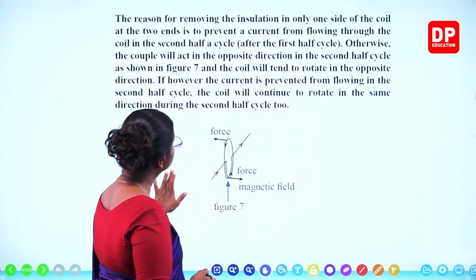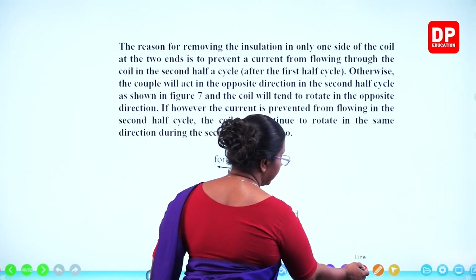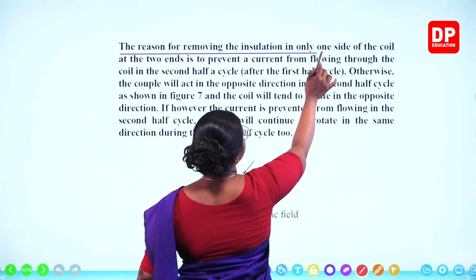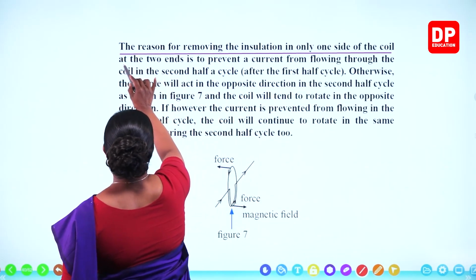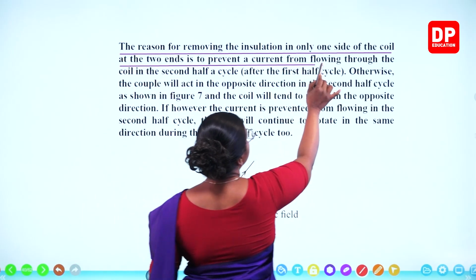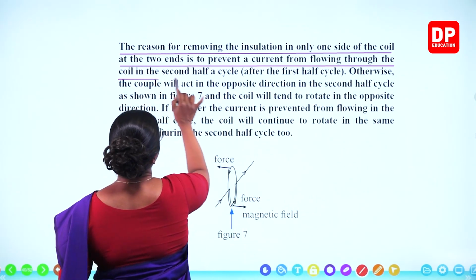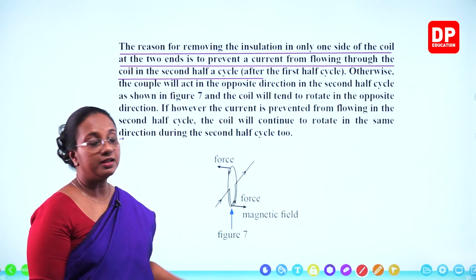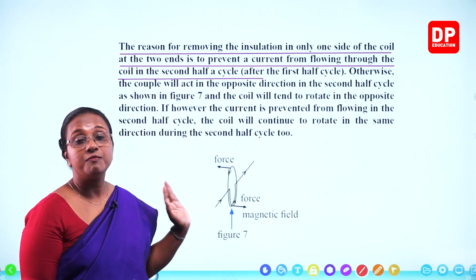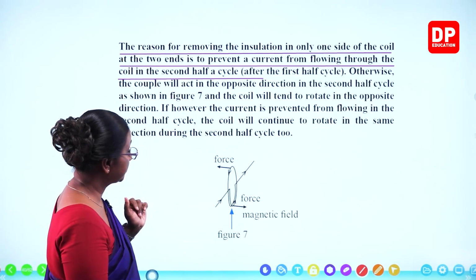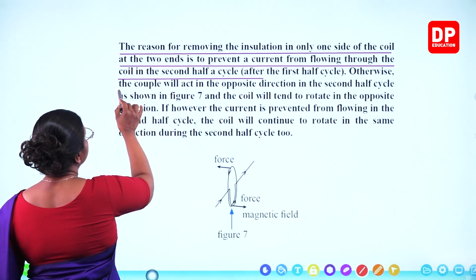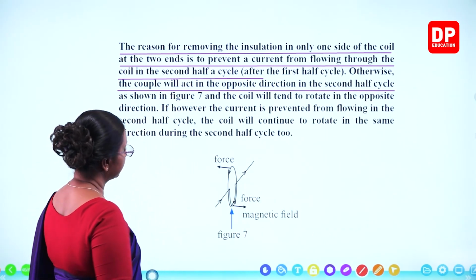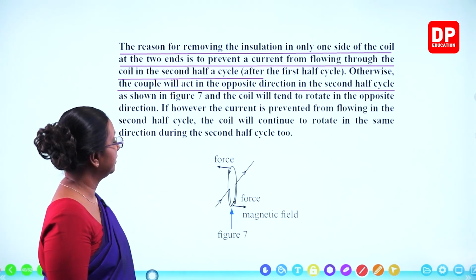Here, you can see that's, like I said, very important. The reason for removing the insulation in only one side of the coil at the two ends is to prevent current flowing through the coil in the second half of a cycle. That is, after the first half of the cycle, we need to prevent the current from flowing during the second half of the cycle. Why? Otherwise, the couple will act in the opposite direction in the second half cycle as shown in figure 7.